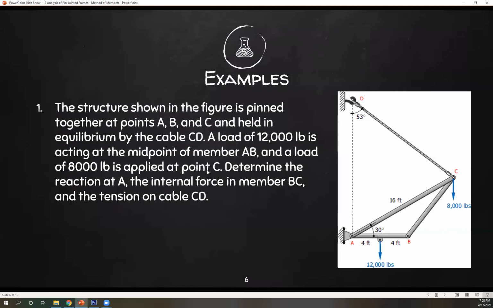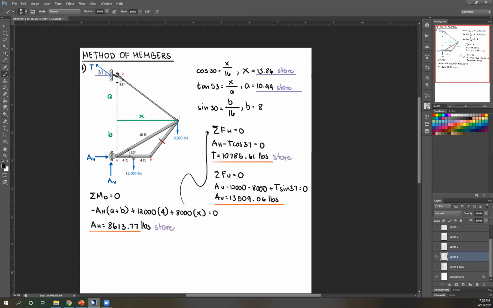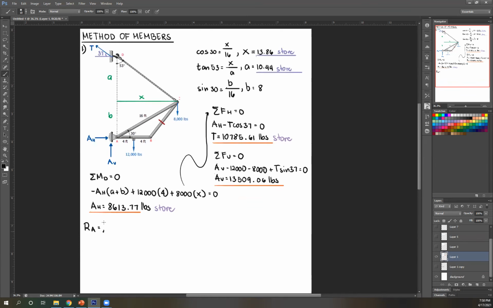Okay. So now I have this. What we're looking for is reaction at A, not components of the reaction at A. So we need to get the resultant of AH and AV. So to get that, remember, to get the resultant, RA, it's just the square root of AV squared plus AH squared. So plug these values into your equation and solve for RA. You're gonna get 16,021.60 pounds.